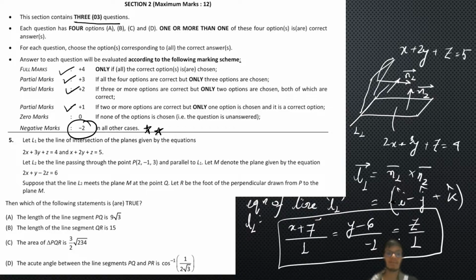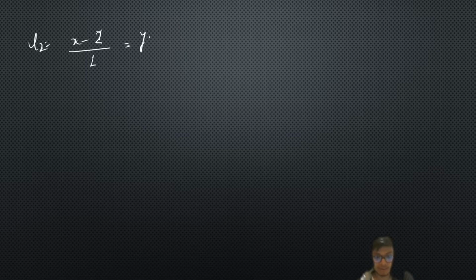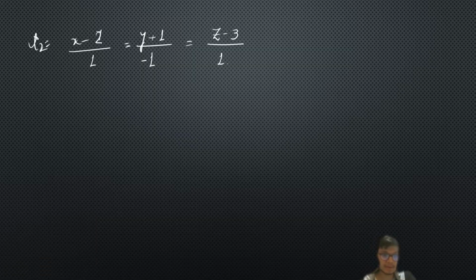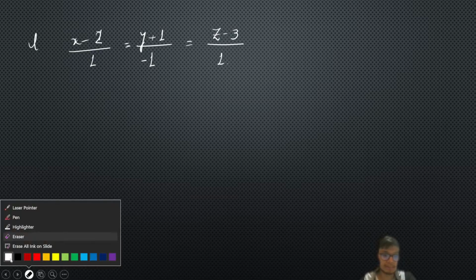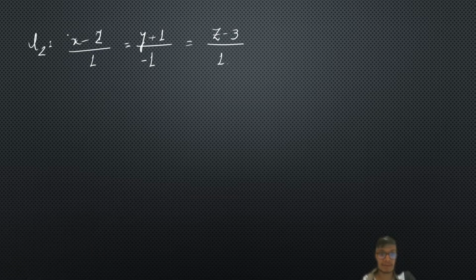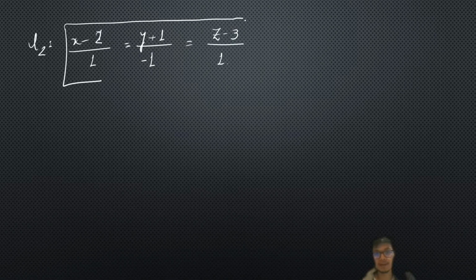Similarly, L2 is the line passing through the point (2, -1, 3), and it is parallel to L1. Therefore, the equation of line L2 is (x minus 2)/1 equals (y plus 1)/(-1) equals (z minus 3)/1. That is our equation of the line L2, because it has the same direction but passes through the point P.